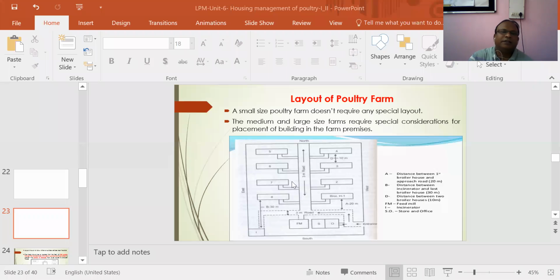You see in the picture, that is the road. On both sides is the poultry farm. This is the poultry farm. This is the office and the store.